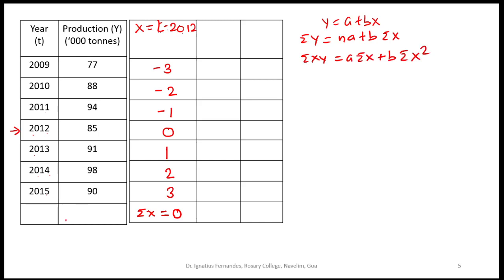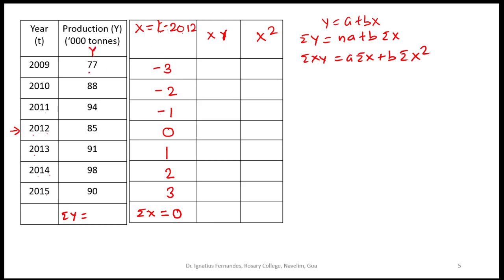So summation y I'll get from here. I have to just add all these values here. Then what I need is summation x, which I got here. I need summation xy and I need x square. So I make a column for x square and I make a column for xy, so xy here and x square here. For x into y, I have to multiply this x value to this y value.